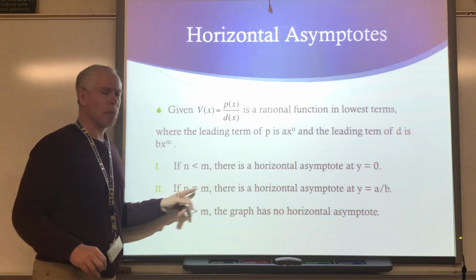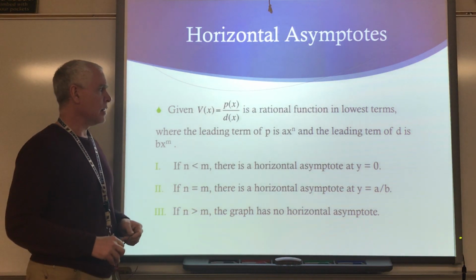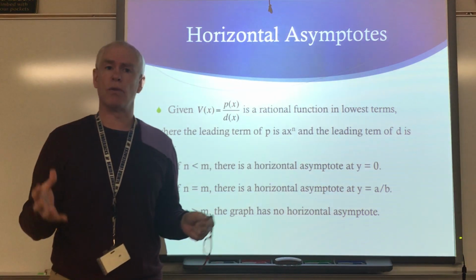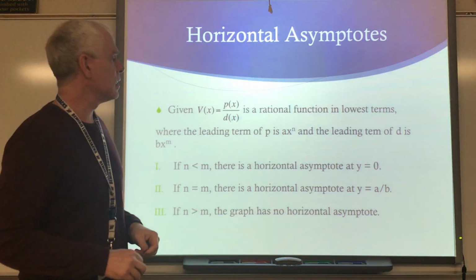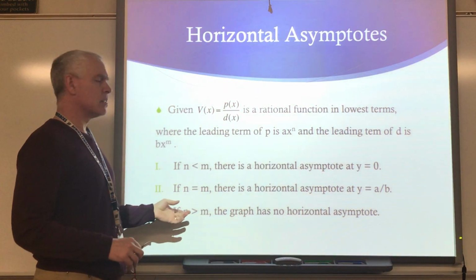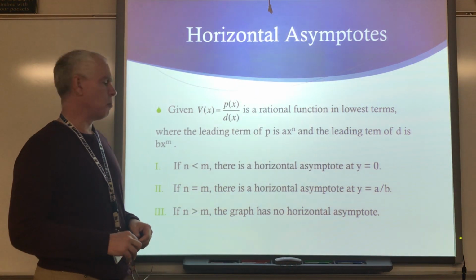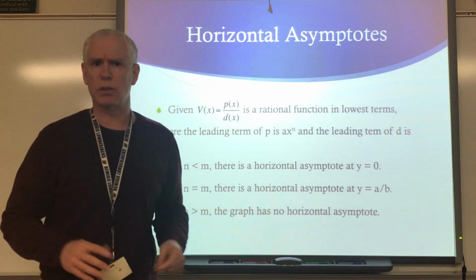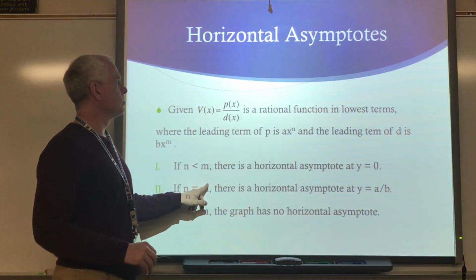If the degree on top and bottom are the same, then you can divide the leading coefficients, a divided by b, whatever fraction or rational number that is, is your horizontal asymptote. And if the top has a degree bigger than the bottom, the graph has no horizontal asymptotes. They have oblique asymptotes, and we'll talk about that a little bit later on.